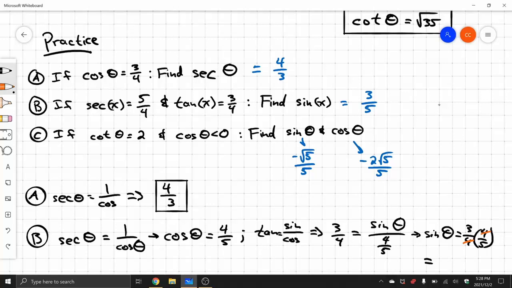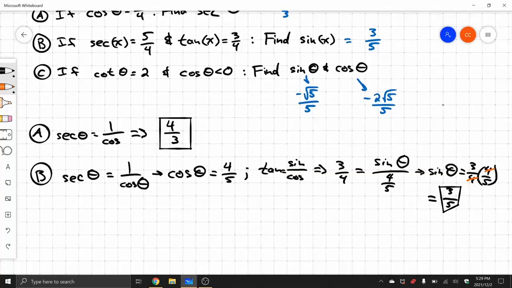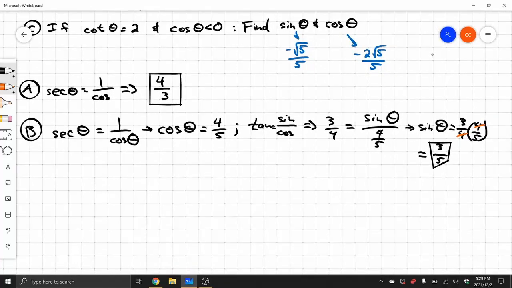And I'm left with just 3/5. Okay. All right, and then lastly, looking at part C, practice problem C. I'm given cotangent, and I'm given that cosine is less than 0. That tells me that I'm working in quadrant 3. We've got to be able to understand, given our clues, what quadrant we're working in, because that's going to help us with our signs and help us get the correct answer on questions like these.